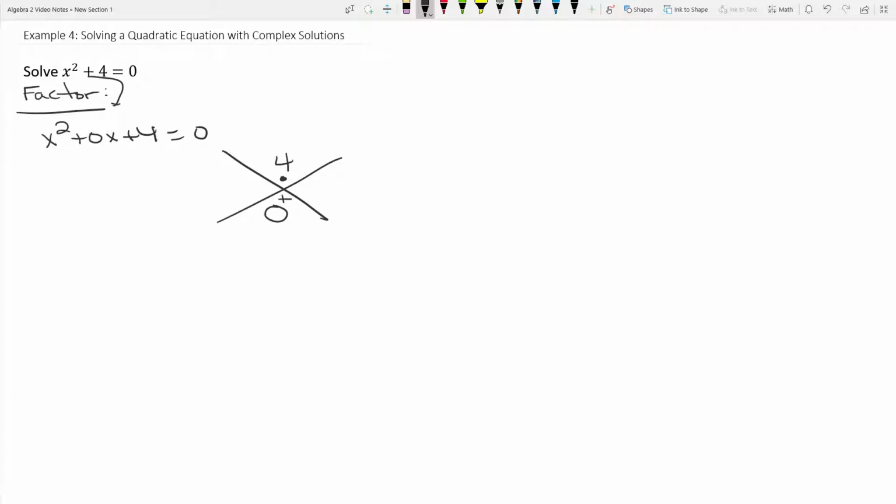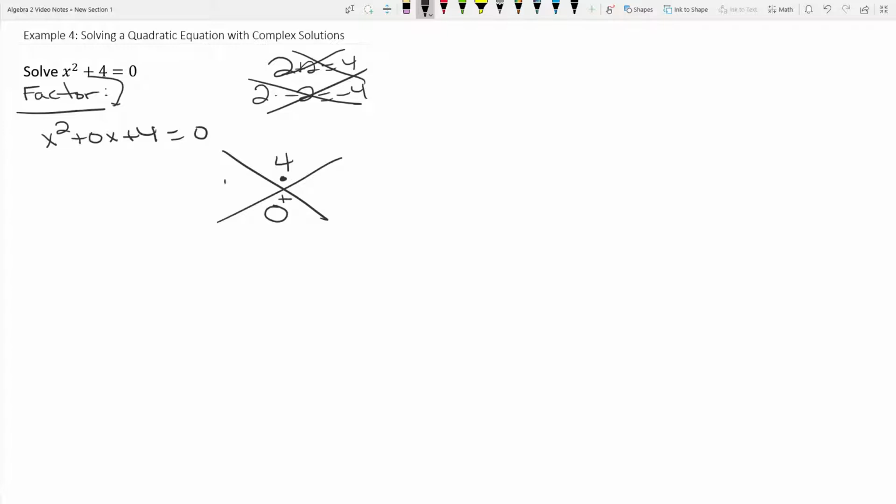So what are those two numbers? Well, it can't be 2 and -2, because 2 times -2 is -4. And it can't be 2 times 2, because 2 plus 2 is 4 and it's not 0. So the only way that we can do this is with imaginary numbers.